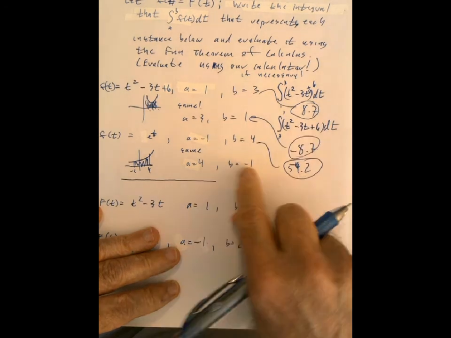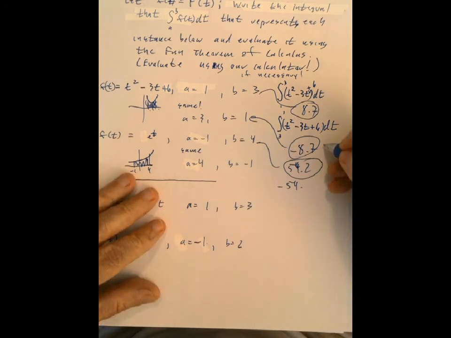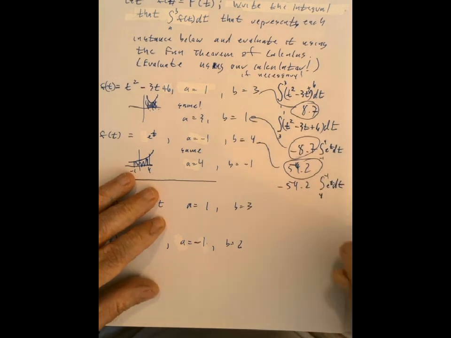And if you see, I've just reversed the constants. And so that would work out to be, oh, and I forgot to write the integral. Oopsie. So that integral like this, negative 1 up to 4, e to the t dt. And then this one would come out to be negative 54.2, which is 4 up to negative 1 of e to the t dt. So that's how we write the integrals.